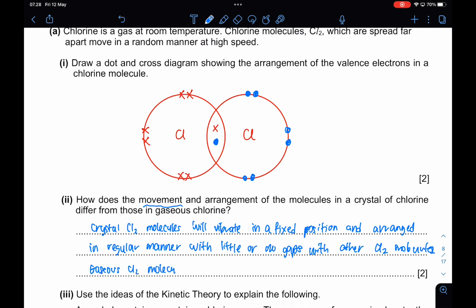Gaseous chlorine molecules will move rapidly from one place to another in a random manner.